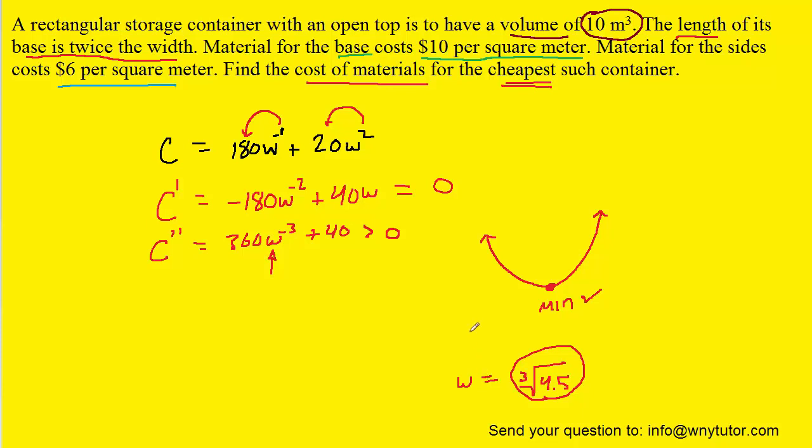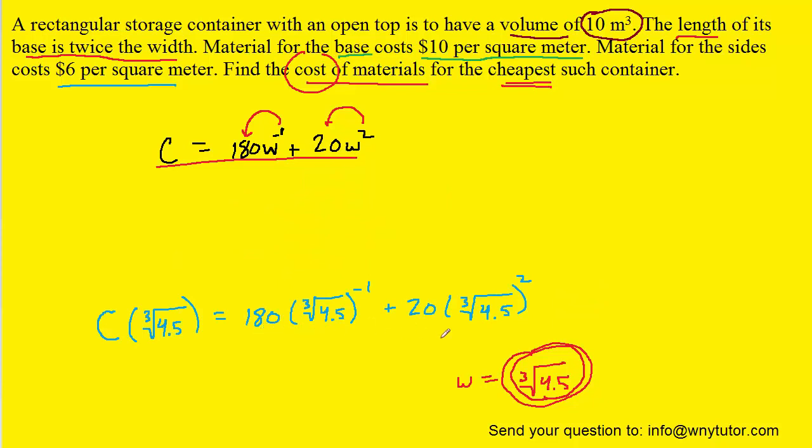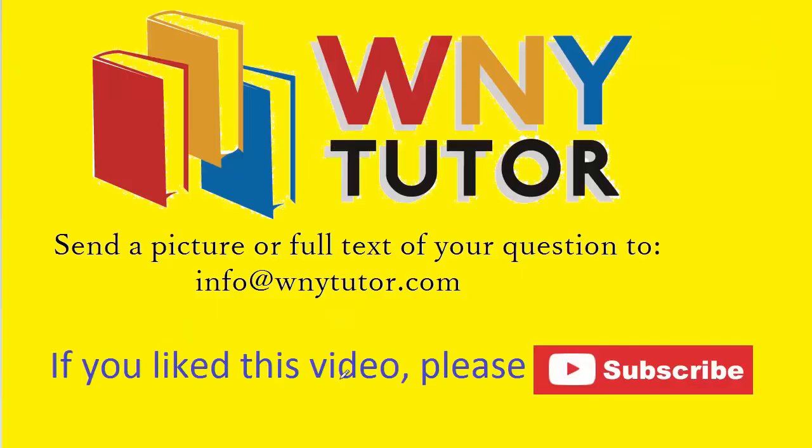Now, it didn't ask us to find the value of w, it actually wants the cost. So our next and last challenge is to plug this value of w into our cost function. So here we have it plugged in for w into the cost function, and when you compute that on your calculator, you should get approximately $163.54. So that would be the approximate minimum cost of the storage container.